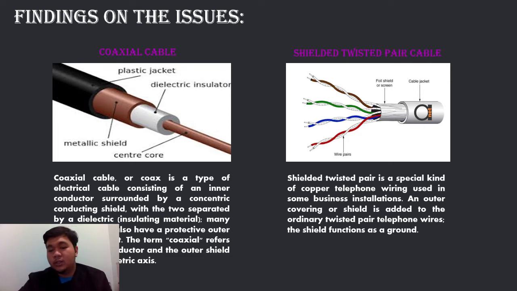Secondly, we have the shielded twisted pair cable. The shielded twisted pair cable is a special kind of copper telephone wiring used in some business installations. An outer covering or shield is added to the ordinary twisted pair telephone wires. The shield functions as a ground, which means that the shield is neutral. The shielded twisted pair cable is commonly used in old telephones or wiring telephones, where we used to press on the buttons, the ones that telecom used to provide us with.